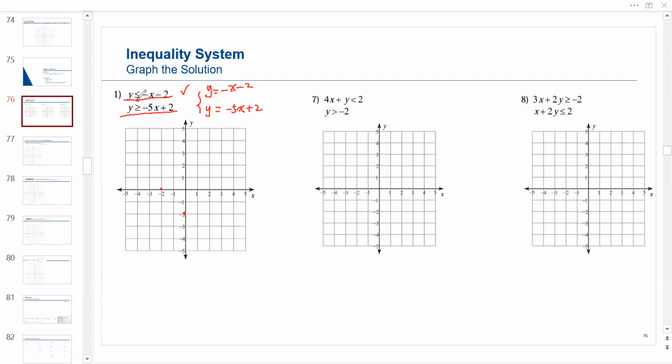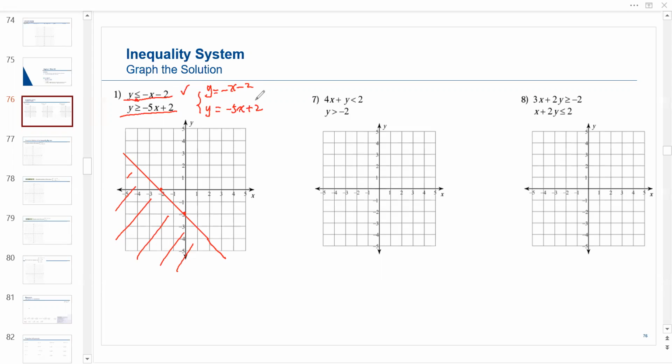So this inequality is less than or equal, so we can draw a solid line here, right? Not so good. Let me go back. So let's draw this one this way. Less than or equal, so it's the bottom part, right? This area includes this borderline or edge.